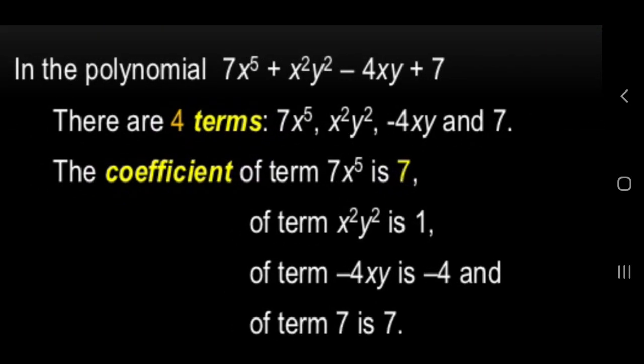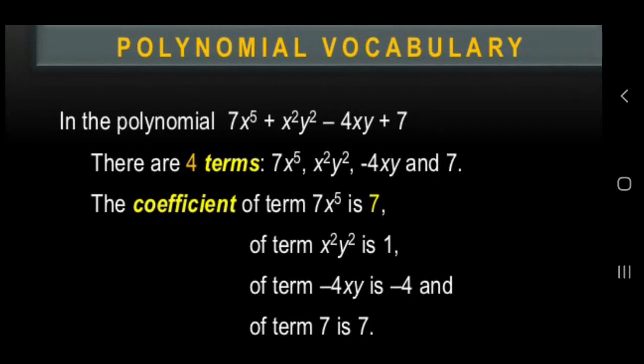The coefficient of the term 7x raised to 5 is 7. That is the number, the numerical factor. The coefficient of x square y square: there is no numerical coefficient, which means 1 is there. Then the coefficient of the term minus 4xy is minus 4. The coefficient of the term 7 is 7 itself. 7 is the number.